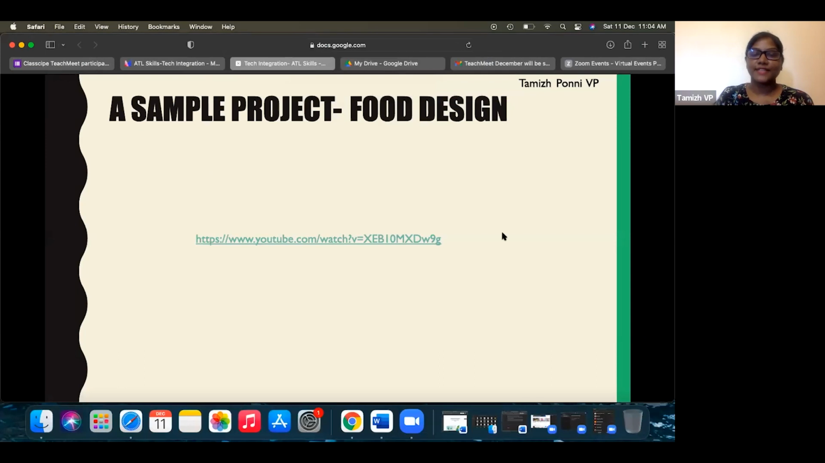So yeah, that's one project where we saw everybody using ATL skills left, right, center, and when they reflected, even they said that we didn't expect that we would need this skill for this problem or in this situation, and the learners were able to do that.